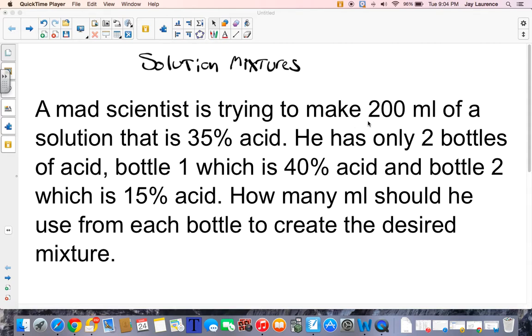All right. He has only 2 bottles of acid. Bottle 1, which is 40% acid, and bottle 2, which is 15% acid. Now, what he hopes is he's going to take a little from the first bottle and a little from the second bottle and mix them together so that the new solution ends up being 35% acid. Now, you can't really guess and check when you're doing chemistry. You need to be able to do the calculations correctly. Well, our job is to figure out how many milliliters should he use from each bottle to create the desired mixture. This is just like the coin problems with one small twist.